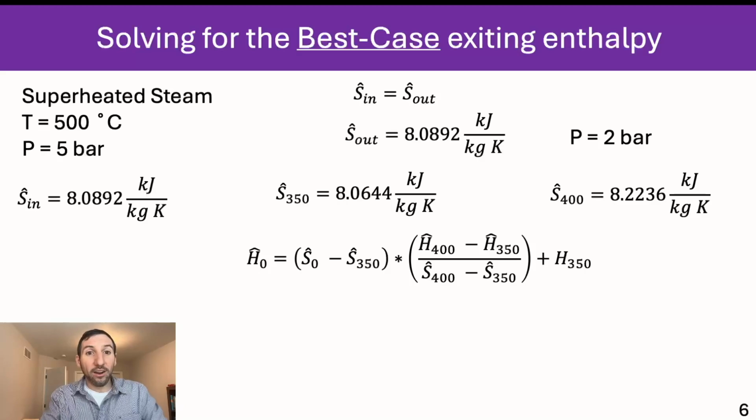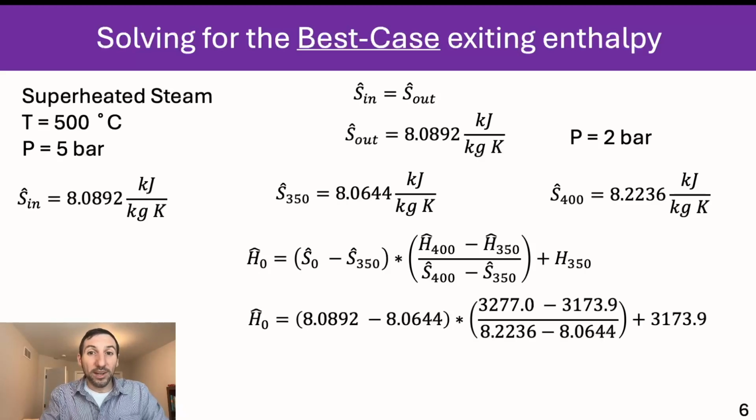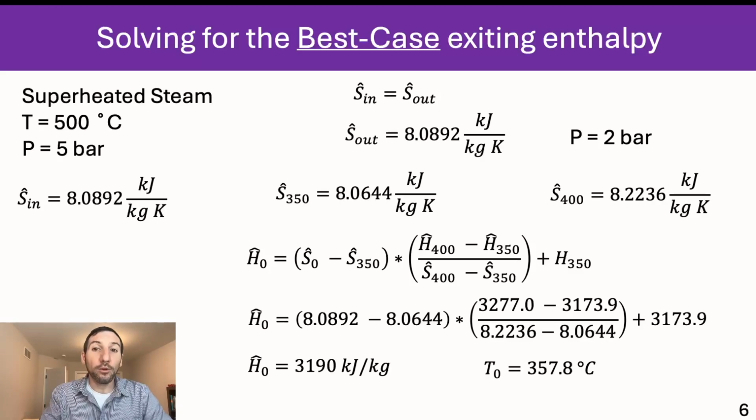So we've got our interpolation equation. We've got the entropies and enthalpy variables all in place. We then can substitute in, and we find out that my outlet enthalpy is going to be 3,190 kilojoules per kilogram. And that is the theoretical enthalpy. The corresponding temperature that goes along with it is 357.8 degrees Celsius. So that is if I was getting all the energy possible out of the system, this is it. We're going to be at a temperature of 357.8 degrees Celsius at a pressure of 2 bar, and that's the corresponding enthalpy that goes with it.